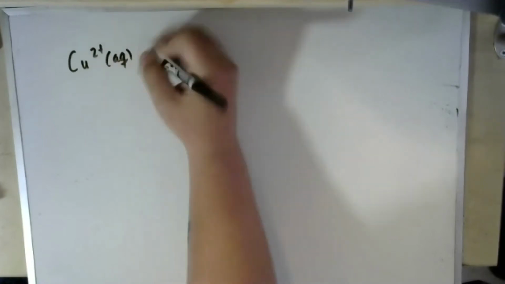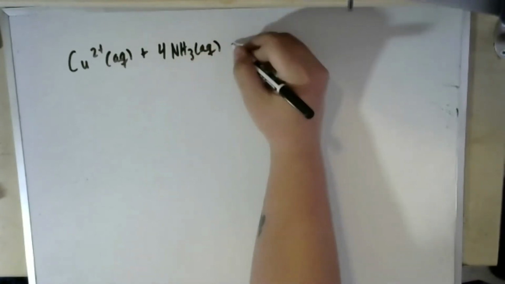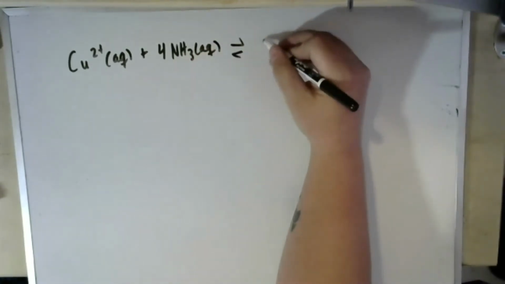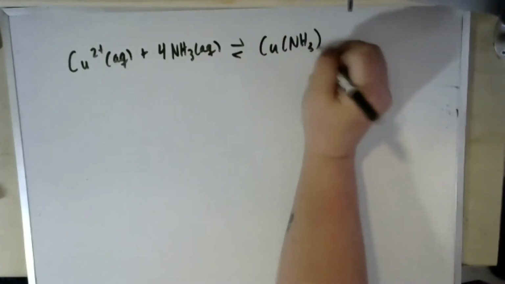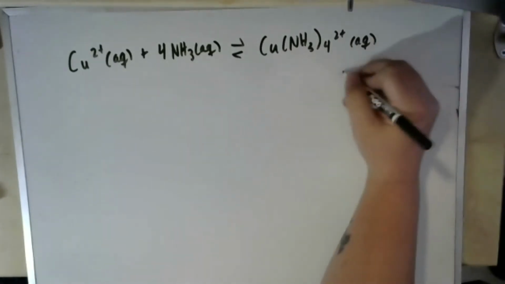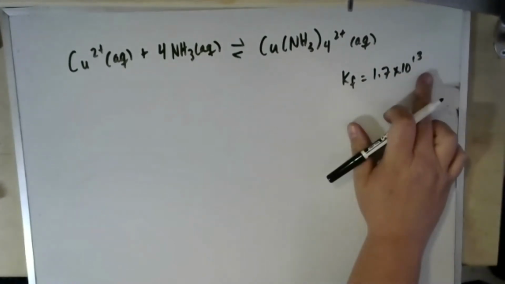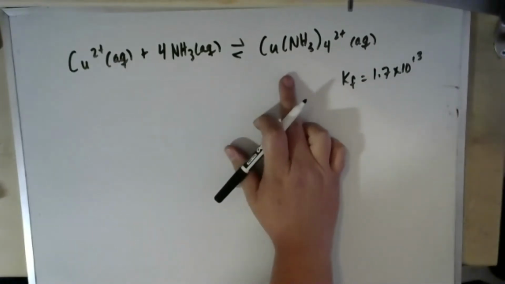Okay, and now for real, we can look at this question. I just wanted to make sure that we were on the same page with that. Okay, so we're going to look at Cu2 plus plus 4 NH3 gives us Cu(NH3)4 2 plus aqueous, Kf 1.7 times 10 to the positive 13. This Kf value is super high. That means this is going to be very likely to form.